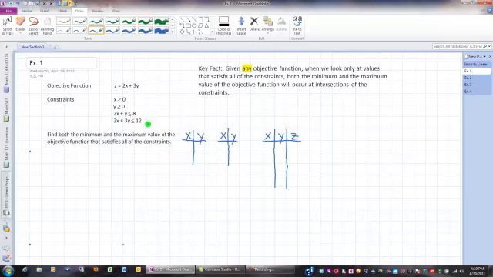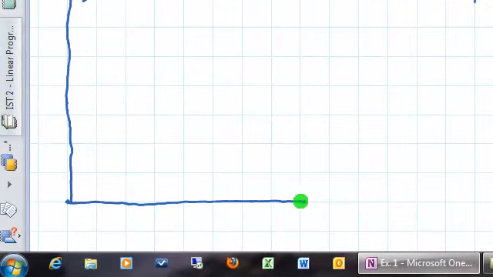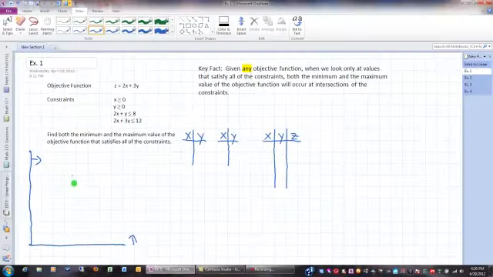The first one, x greater than or equal to 0, really gets us the y-axis here, and everything greater than or equal to 0 will be on that side. And then y greater than or equal to 0 gets us the x-axis, and everything will be above it. So these first two make everything be in the first quadrant.